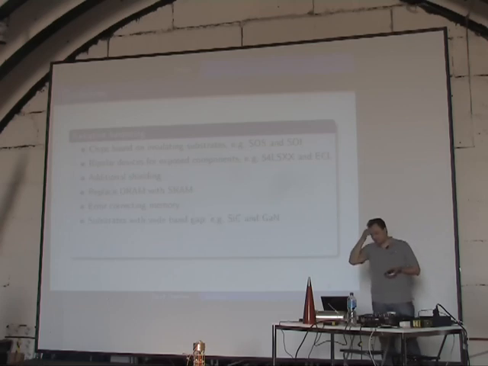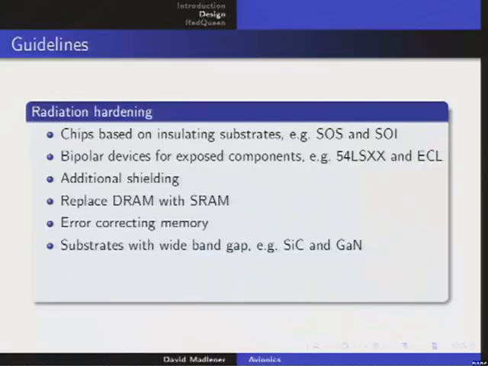Use substrates with wide band gap. That's very similar to the thing with the insulating substrates. If you have a very wide band gap, the ionizing particle cannot produce so many electron-ion pairs.